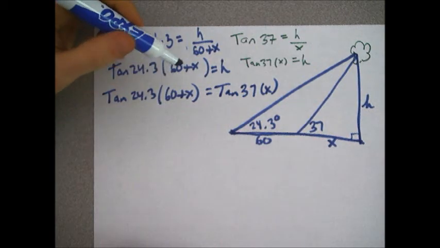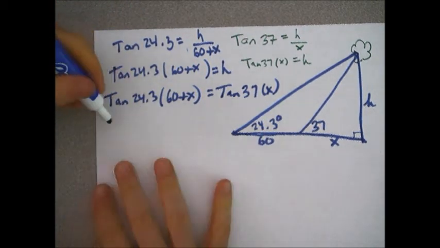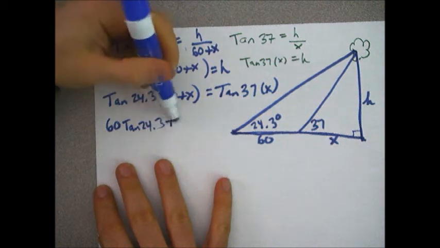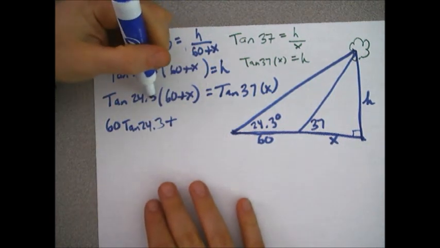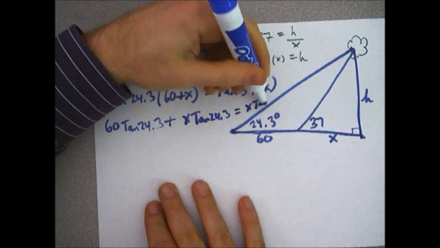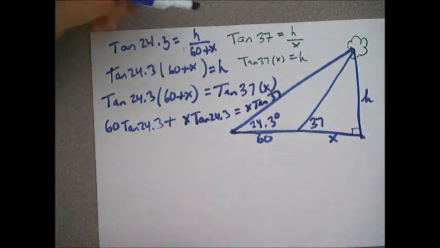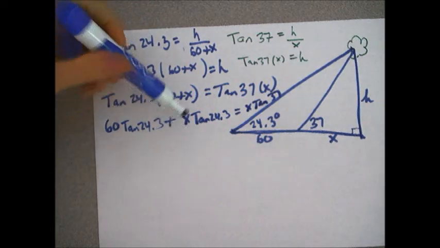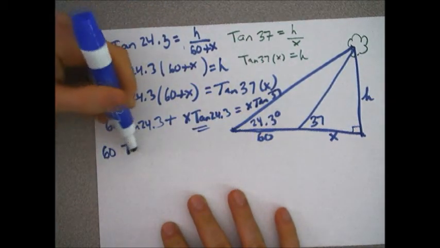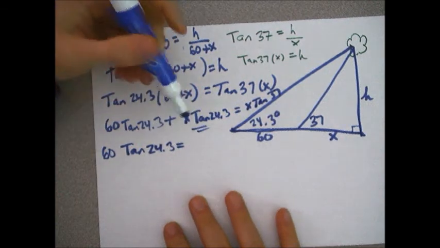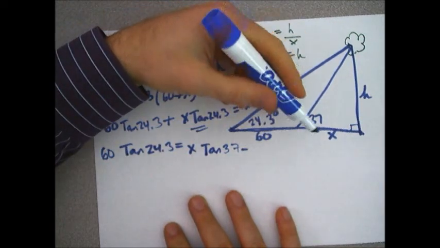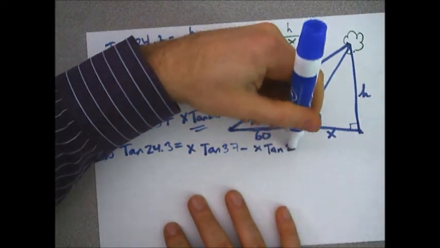Okay, what am I doing over here? You would multiply, so distribute. So 60 times tangent of 24.3 plus tangent 24.3 x. So let's put the x first. Is equal to, I'm just going to multiply these and get x tan 37. Okay, what do I want to do next? Get the x's on the same side. So I'm going to subtract this part right here. So 60 tan 24.3 is equal to, if I subtract that over, x tan 37 minus x tan 24.3.